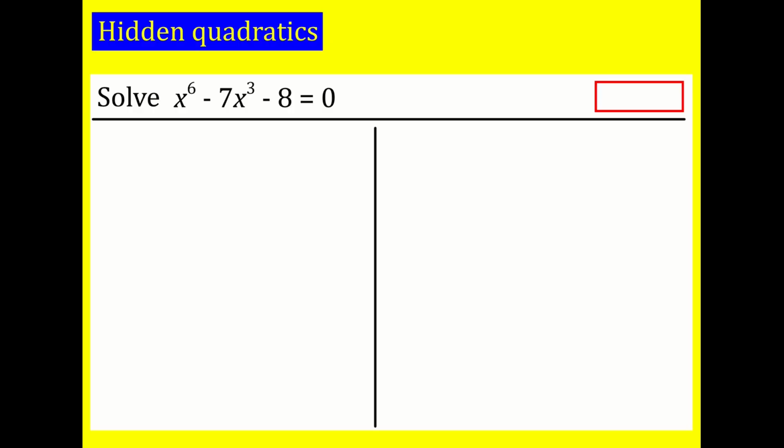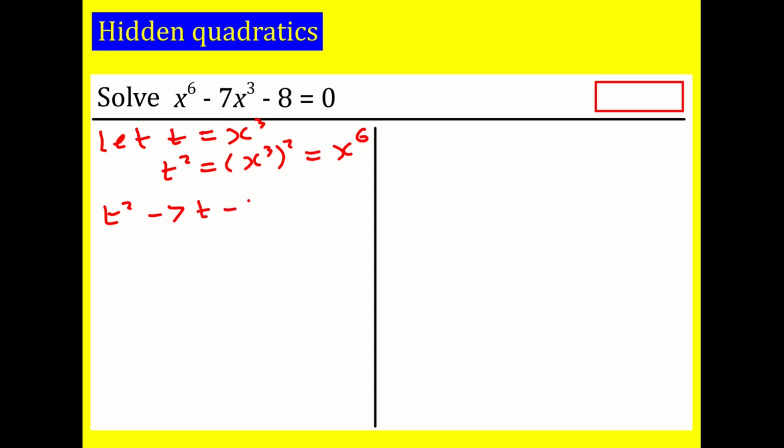Hi, today we're going to look at hidden quadratics. This equation here is not a quadratic because the highest power is 6. However, it is a hidden quadratic, and we can show that through a simple substitution. We can let t equal x cubed, because then t squared is equal to x cubed all squared, which is x to the 6. And we can rewrite this equation in terms of t, and it will become t squared minus 7t minus 8 equals 0, which is now a quadratic.